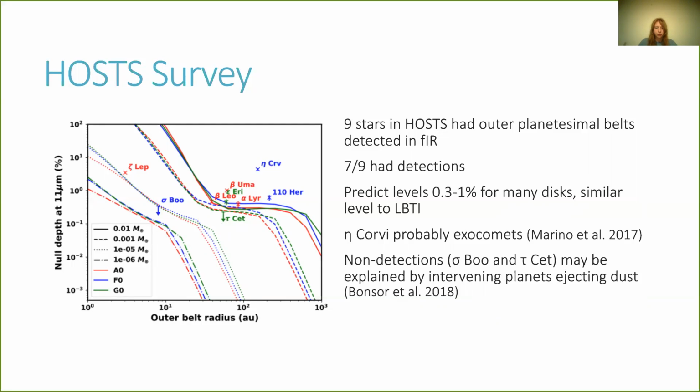So as I mentioned before, the limit for detecting Earth-like planets with direct imaging is around 0.01%. And we can see that even a relatively low mass disk could still produce this level of dust and cause confusion for detecting Earth-like planets.